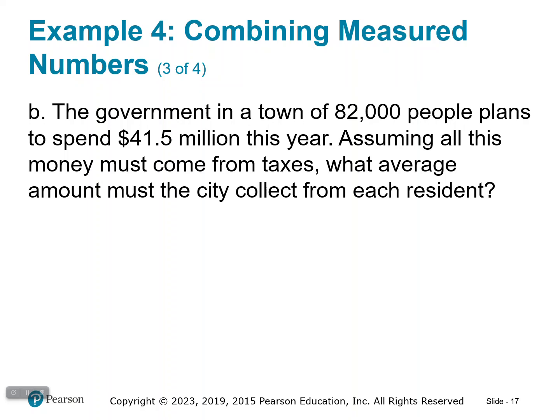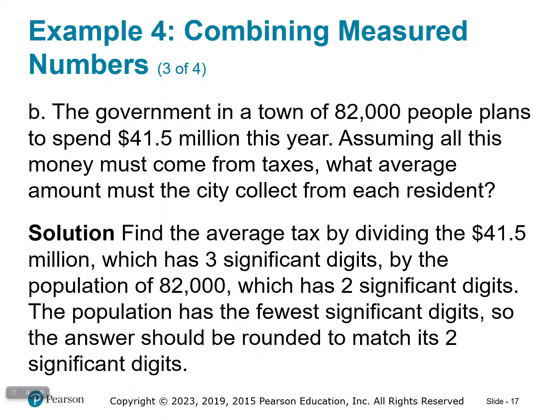So the government in a town of 82,000 people plans to spend $41.5 million this year. Assuming all this money must come from taxes, what average amount must the city collect from each resident? We're going to find the average tax by dividing 41.5 million, which has 3 significant digits. This isn't straight up scientific notation, but the units of millions tells us that we only have 3 significant digits. The rest are just units.